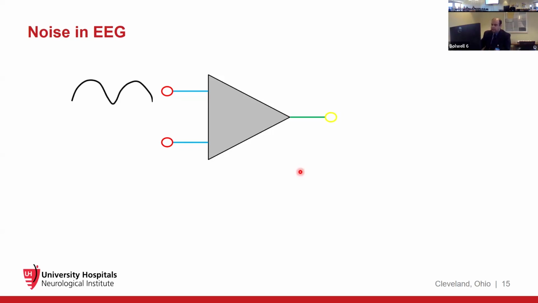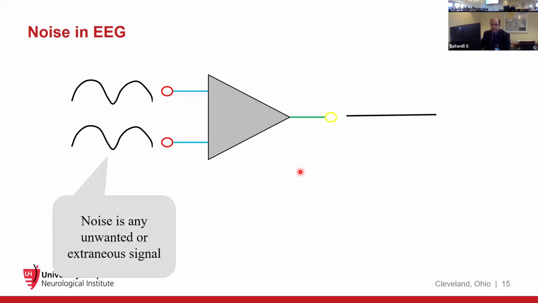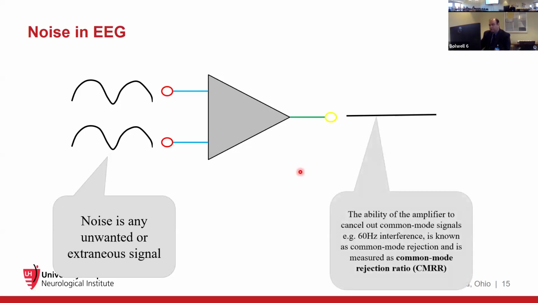Now, let's say you have these two inputs and there's some source of noise, but it's equal in both electrodes. That is the advantage of a differential amplifier, because it's going to cancel both of them. Even though it's very noisy, you will see nothing, okay? So noise is any unwanted or extraneous signal that you don't want to record. Then there's this intrinsic property of the differential amplifier, which is called common mode rejection, which is how good the amplifier is at rejecting this common mode extraneous noise.